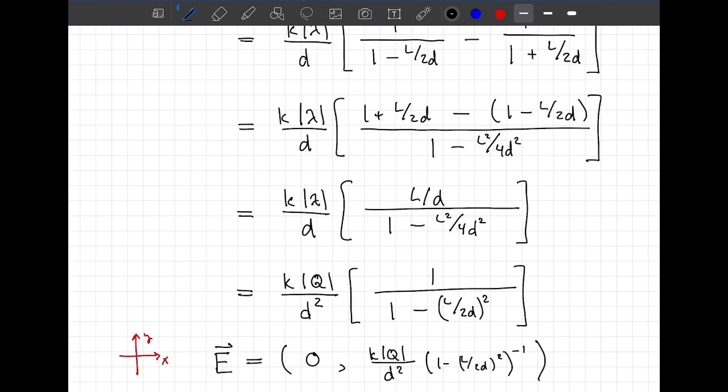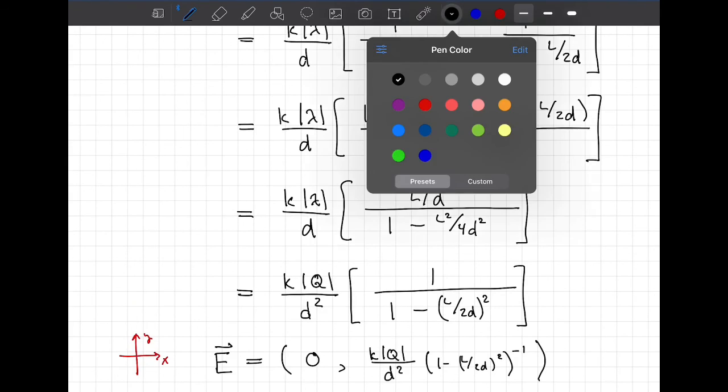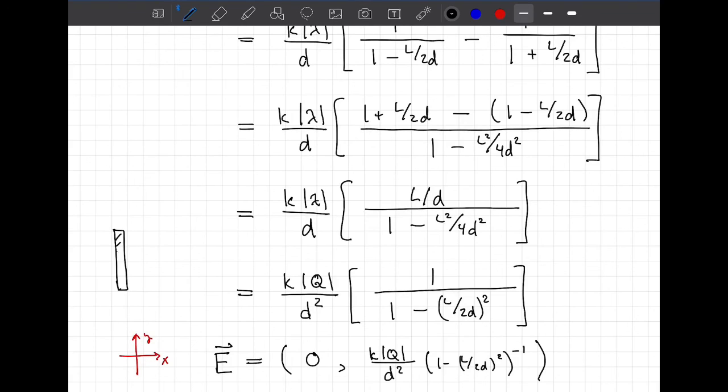We could take it one little step further and say, what if we, for example, get very far away from that rod? So if our rod is here, and we make our d very, very big, so we're way out here where d is much, much greater than L over 2. In that case, the ratio of L over 2d is much, much smaller than 1. And so this piece right here will go to basically 0. And this whole thing will become just 1.